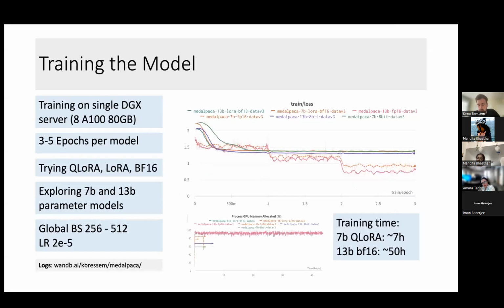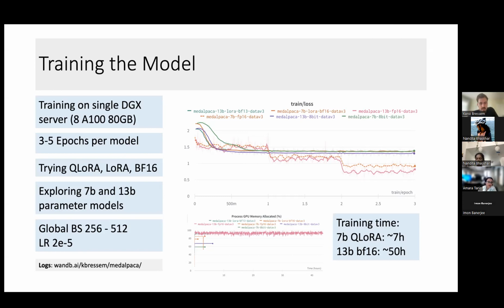So a bit of insight on our training, how we did this. We trained on a single DGX server with overall 640 gigabytes of RAM, 3 to 5 epochs per model. We tried different kinds of training. We tried low-rank adaptation, LoRA. We tried LoRA with quantized models, and we tried full fine-tuning. We explored 7 billion and 13 billion parameter models, all based on Llama version 1. We couldn't go higher because we had insufficient GPU RAM.